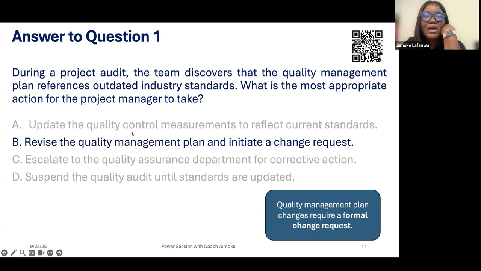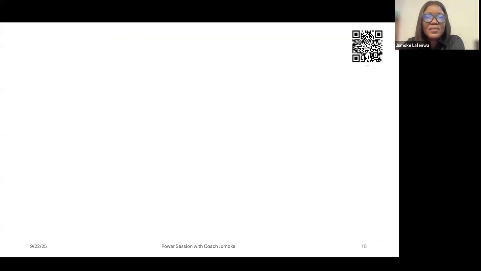If you look at A, update the quality control measurement to reflect current standard. You have not reviewed, you have not assessed, who has approved it for you to update? C, escalate to the quality assurance department for corrective action. Before you escalate, you need to understand, you need to investigate and analyze what the impact of the challenge is. D, suspend the quality audit until standards are updated. No, you can't do that as well. So B is the correct answer.